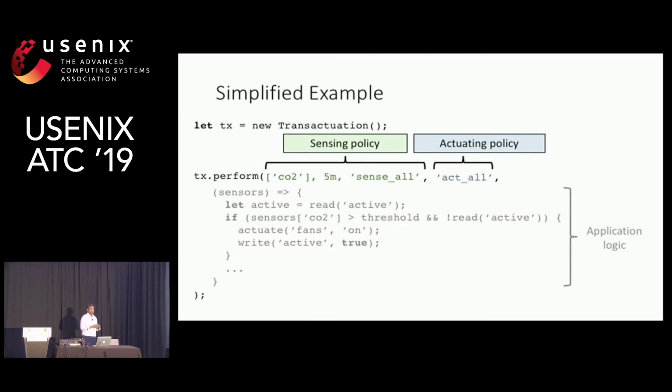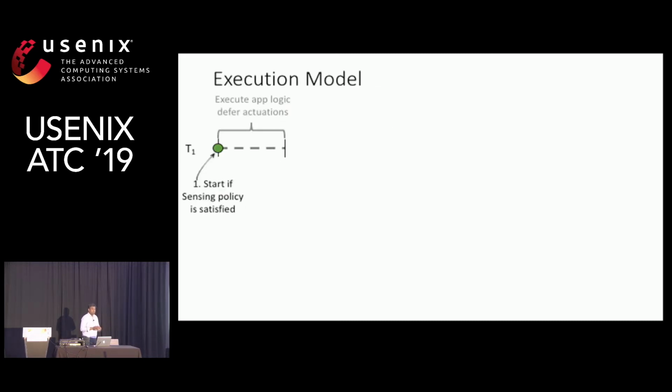The actual abstraction is more involved. It has an on success block, an on failure block, and also you could chain transactuations together. So, please refer to the paper if you are interested in the details. So, this is how the abstraction looks, but how does it execute under the hood? Let's look at the execution model of our implementation.